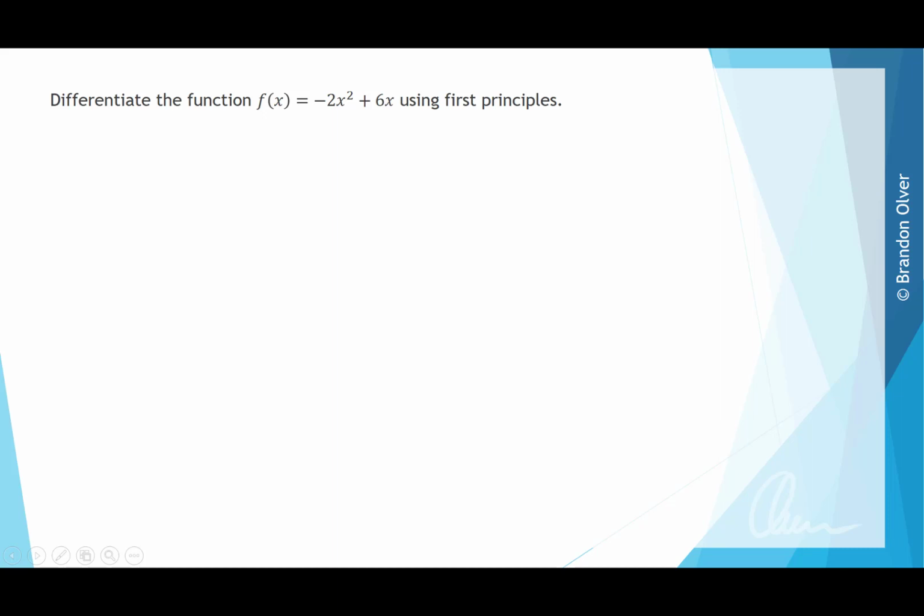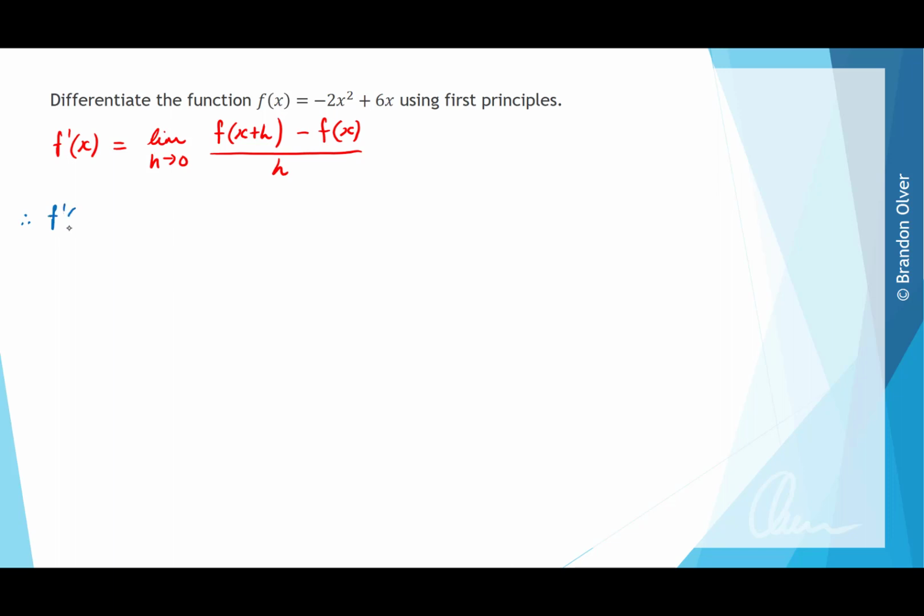Differentiate the function f of x equals negative 2x squared plus 6x using first principles. So to calculate the derivative f dashed of x using first principles, we know that it's given by the limit as h approaches 0 of f of x plus h, so the function evaluated at x plus h, minus f of x, which is just the function, all divided by h.